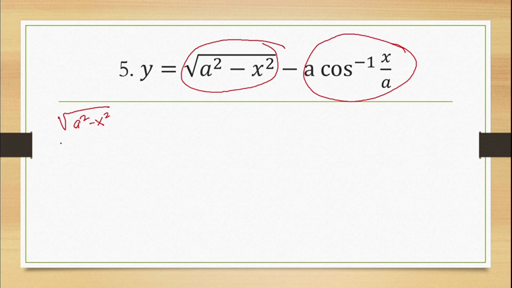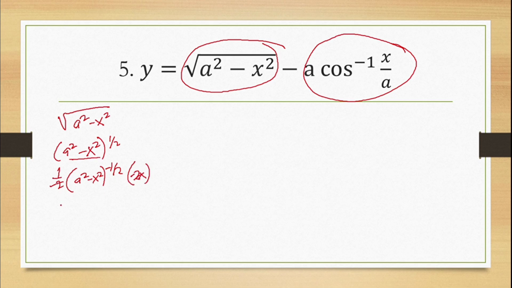If we're going to take the derivative of this part, this will become a squared minus x squared raised to 1 half. So taking the derivative, this is 1 half times a squared minus x squared raised to negative 1 half times the derivative of this part, which is negative 2x. So cancel this part. So this is negative x over the square root of a squared minus x squared. So this is the derivative of the first part.